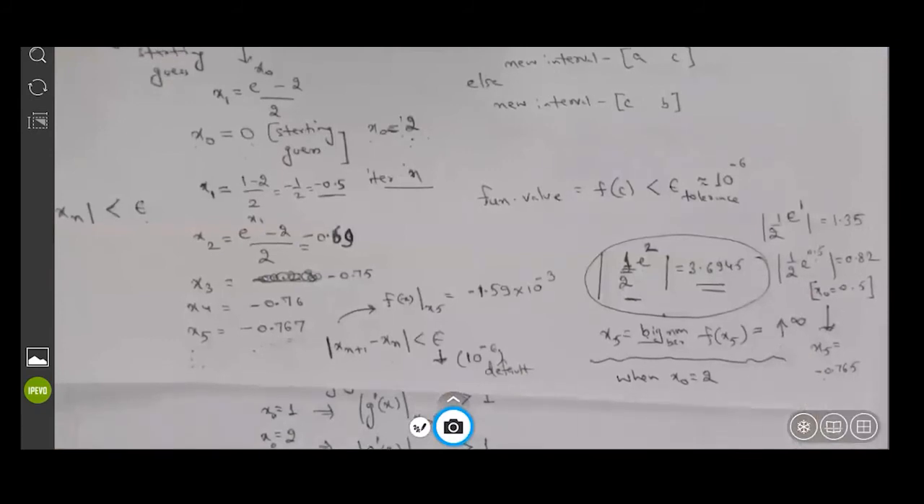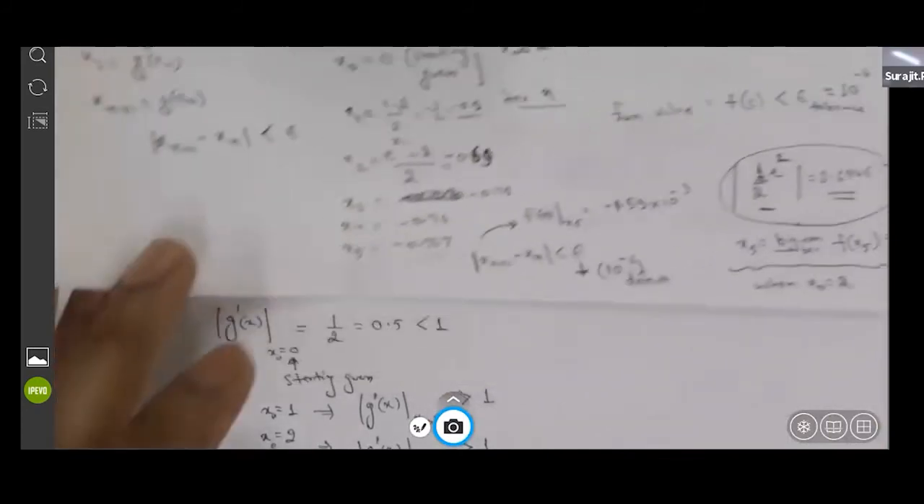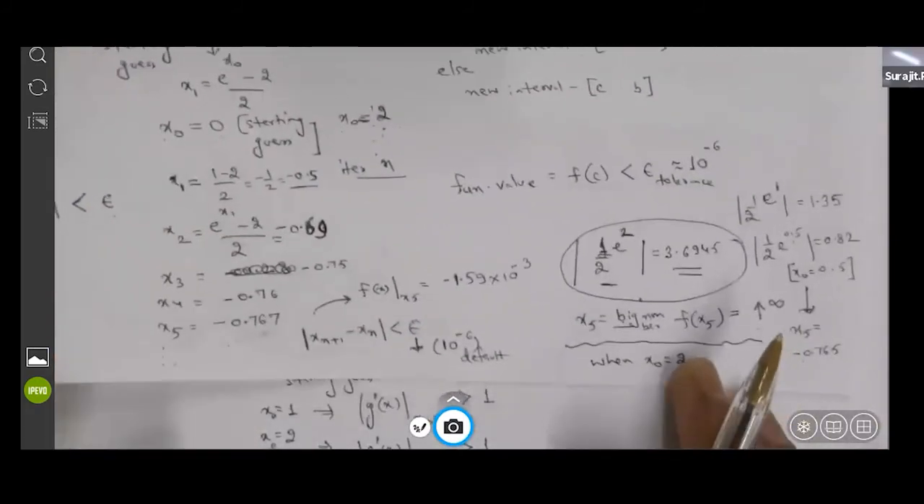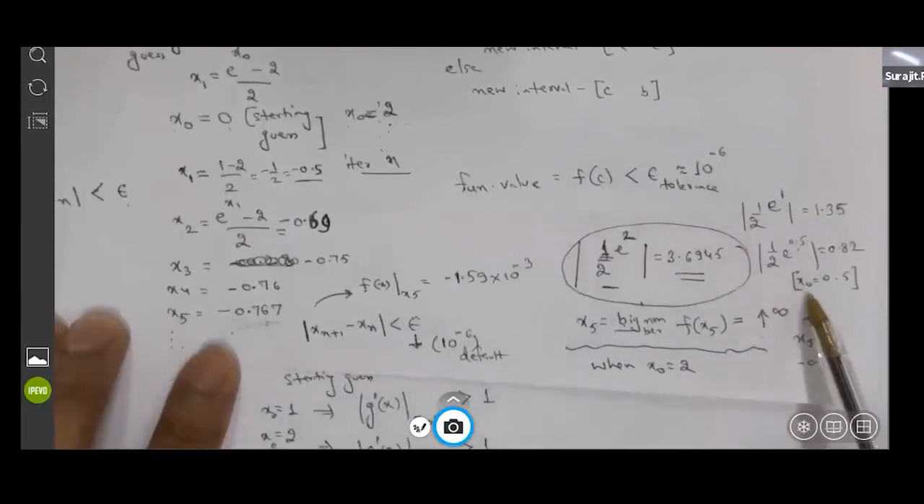A quick question. Will it always converge to this root? Yeah, that's a good question. That was basically the thing I was trying with different values of x naught.